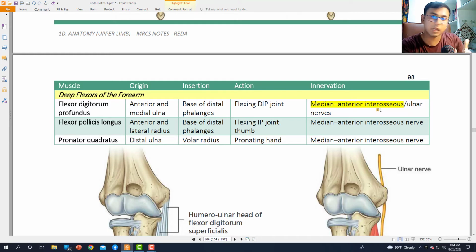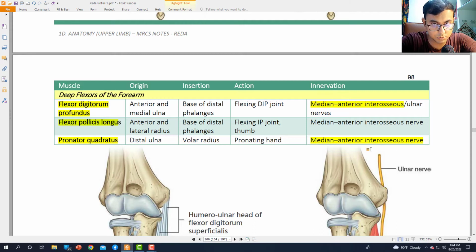Anterior interosseous from the ulnar nerve supplies the medial part, and another anterior interosseous branch from the median nerve supplies the lateral part. Okay, when I stand here like this, the anterior interosseous nerve supplies the ulnar, that is medial, portion, and another one supplies the lateral portion. So flexor digitorum profundus is supplied by the median anterior interosseous and also the ulnar nerve. Flexor pollicis longus, pronator quadratus. Pronator quadratus is supplied by the median anterior interosseous nerve only.